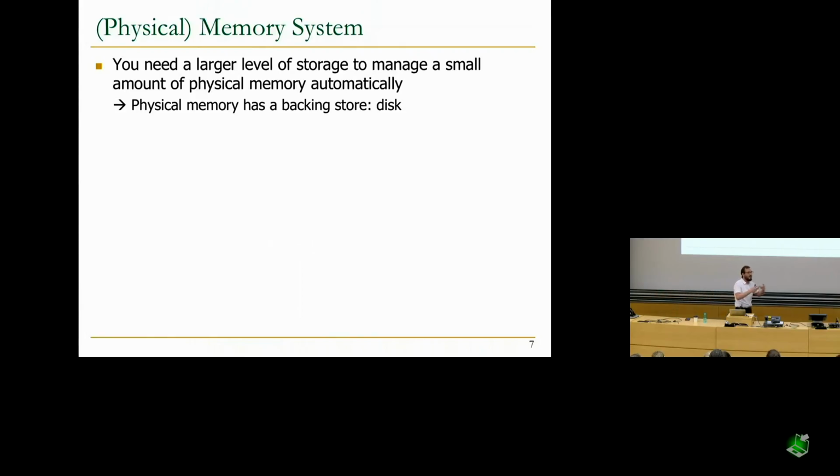And when the programmer requests something that is not in physical memory, you automatically bring the data from that backing store into the physical memory. That's the idea. That's how you manage the virtual memory abstraction. So we're going to assume that you have a disk, but we will start with the physical memory system.